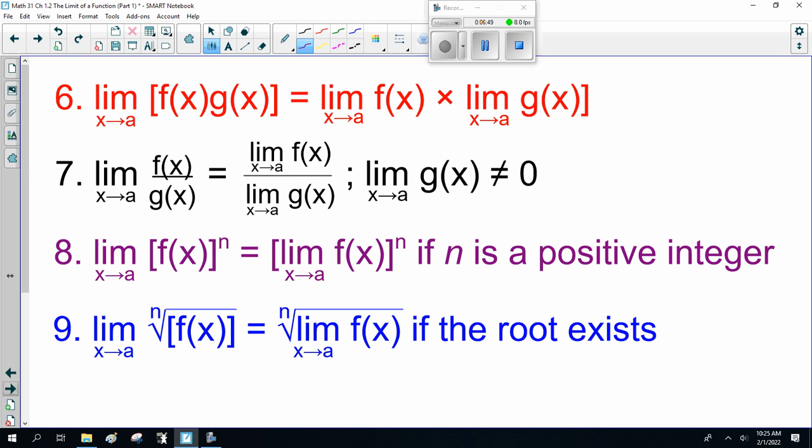Number 6, multiplying the two functions. The limit of the product. Number 7, dividing, is the same thing. Note, g of x, your denominator, cannot equal 0, or bad things happen. Number 8, the limit as x approaches a of f of x to the nth power is the limit as x approaches a of f of x, to the nth power, if n is a positive integer. And same thing with the root, if the root exists. Number 9.